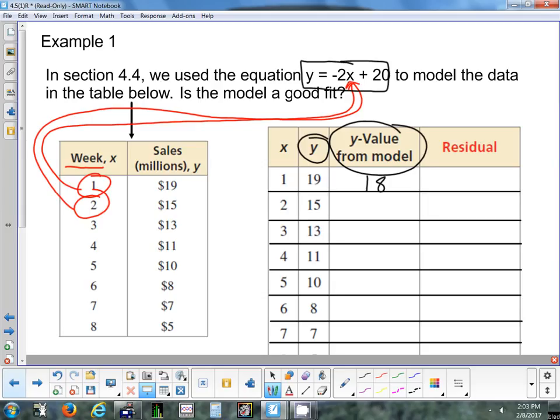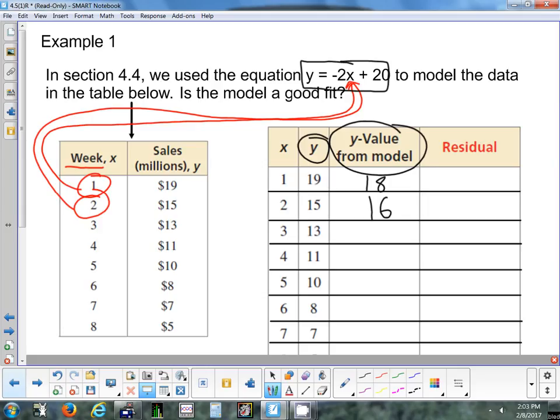Now let's plug in 2. Ashley, what's negative 2 times 2? Negative 4. And what's negative 4 plus 20? 16, right? Negative 4 plus 20 is 16. Again, I'm going to ask the question, did the model give me a pretty close number to what I should have actually gotten? Yeah, it's close.